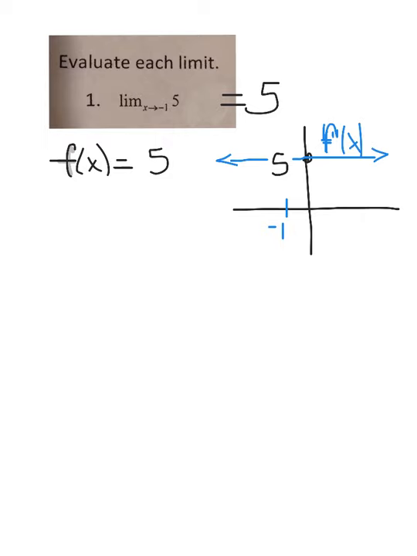Now, here's the cheater method. I'm going to tell you that anytime you have a limit, it doesn't matter what it's approaching, if it's a constant, that answer will always be that constant. So if this was the limit as x approaches -2 of 7, then that would be 7. Okay?